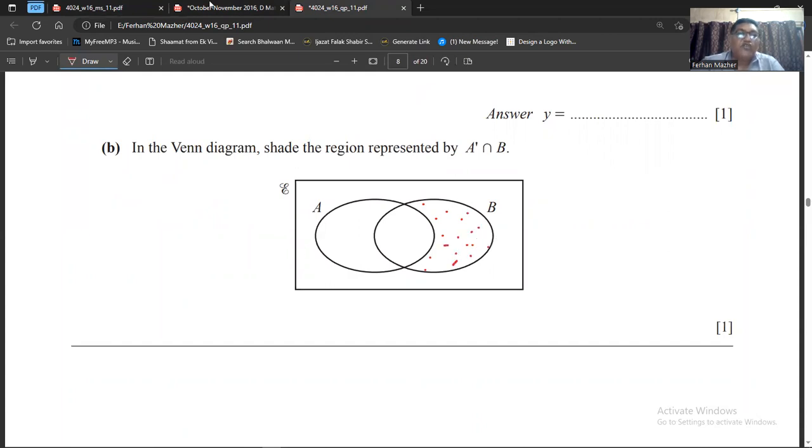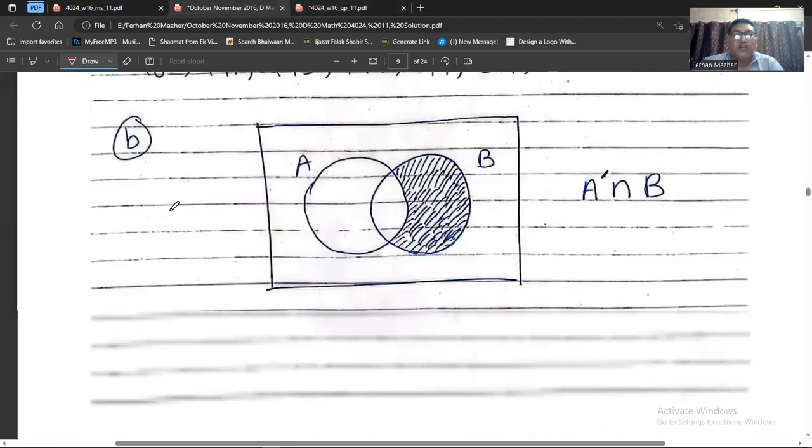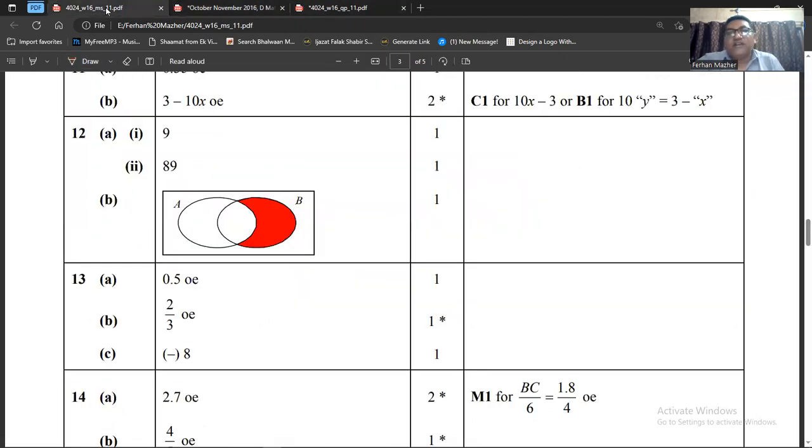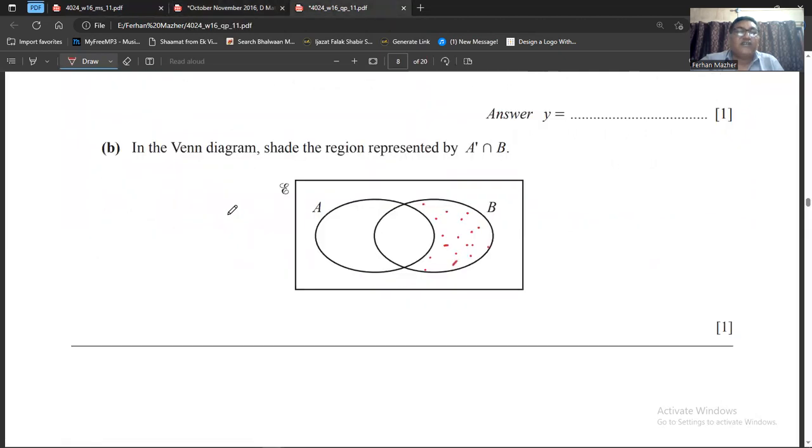I will show you here. I have done that solution. So the solution to question number 12B is showing up. This is representing A complement intersection B. This is the marking scheme. Okay, our answer is right.